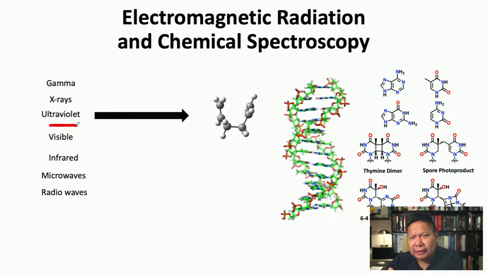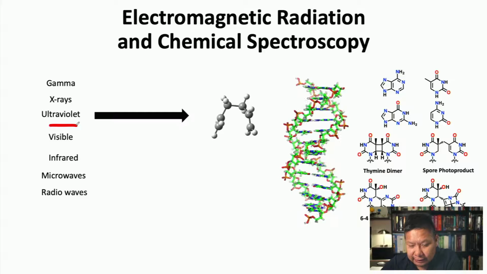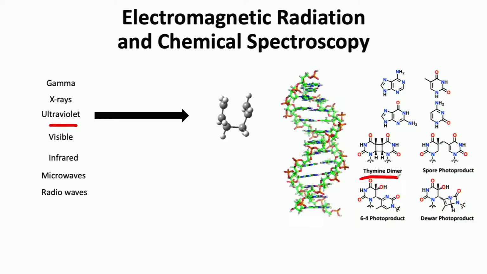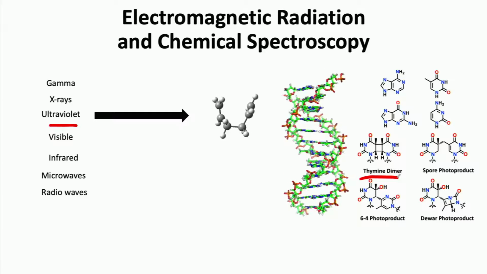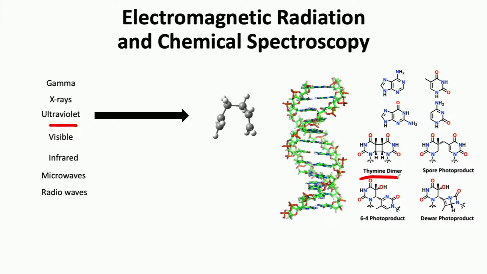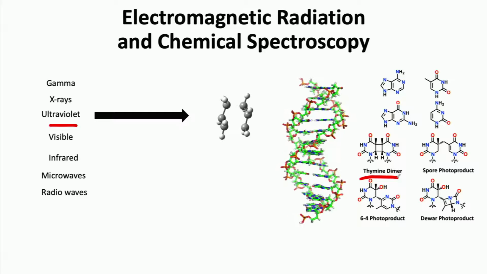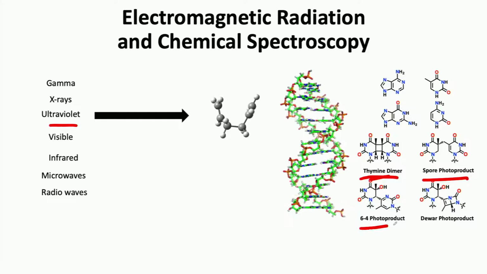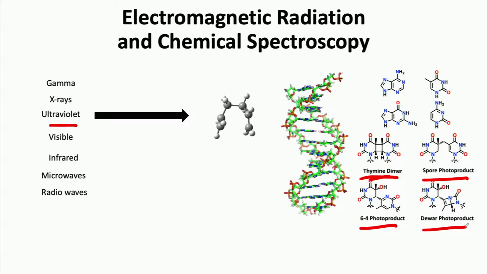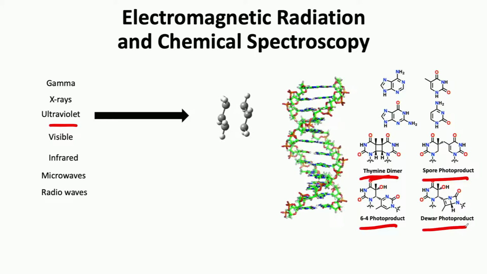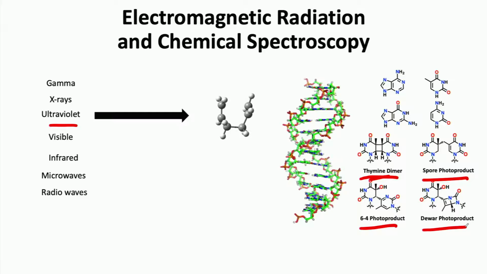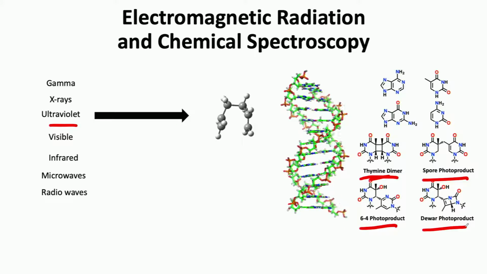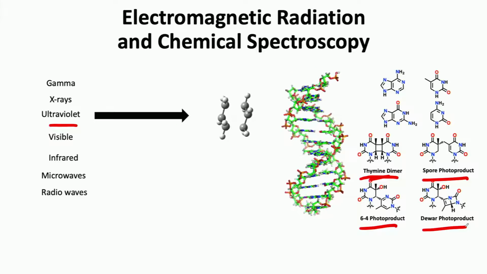And actually, I didn't realize I'm blocking something here. There we go, right? There's the thymine dimer, right? That's not good. A dimer between the T's of your A-Ts, right? Adenine thymine, right? So that thymine dimer. There's a spore photoproduct. There's a 6-4 photoproduct, and there's also a Dewar photoproduct. All those things can cause all kinds of issues with DNA replication, transcription and translation, eventual translation.